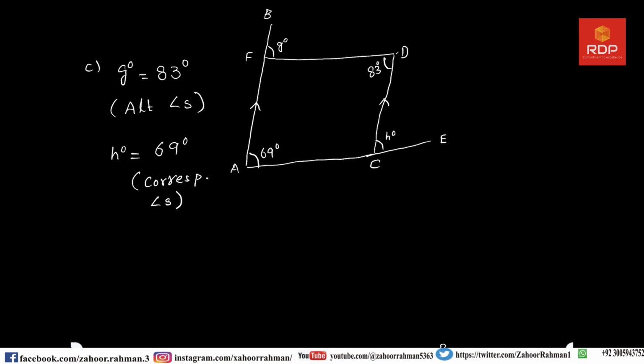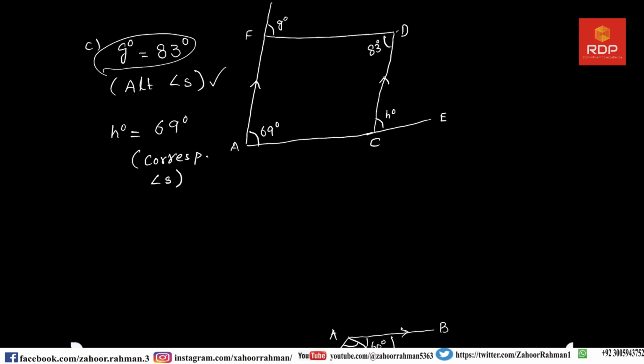G is alternate. This angle and this angle, these two angles are the same. So I wrote here G degree is equal to 83 degree. You also have to provide the reference for why you did so. So I wrote the reference as alternate angles here. Now ladies and gentlemen, that was the whole story about the G degree.